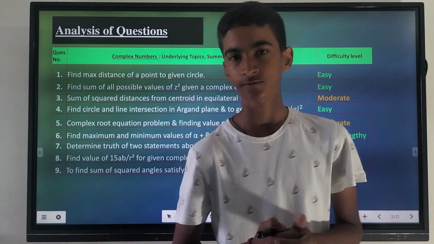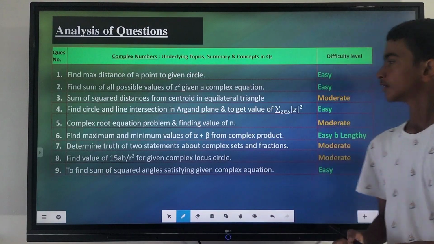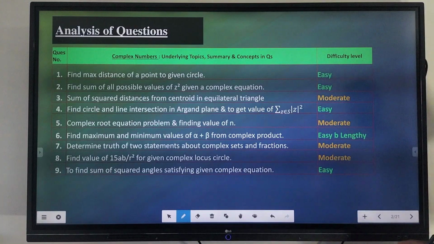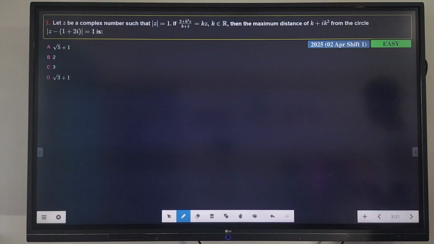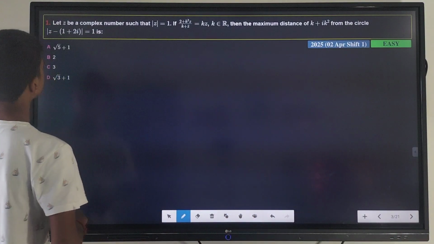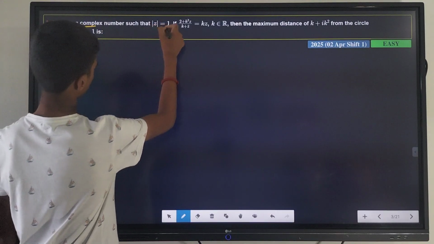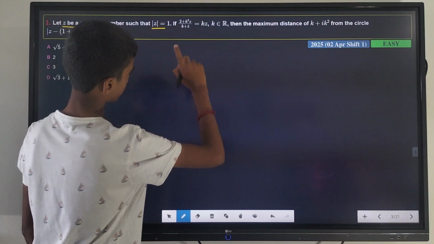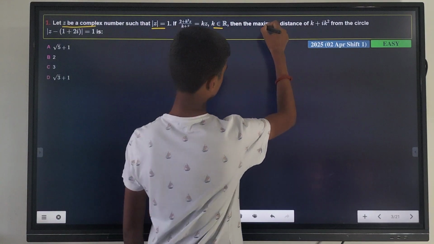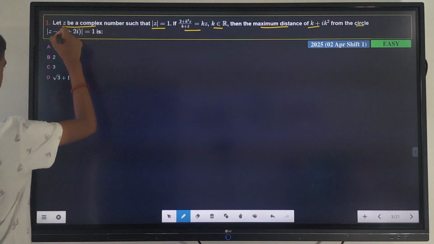Before we have our first question, here is our analysis page for all the questions with the difficulty level. Hope this will be helpful for you. So here is our first question. Our question says, let z be a complex number such that mod of z is equal to 1. If we have this equation, k belongs to R, then maximum distance of this point from this circle is.